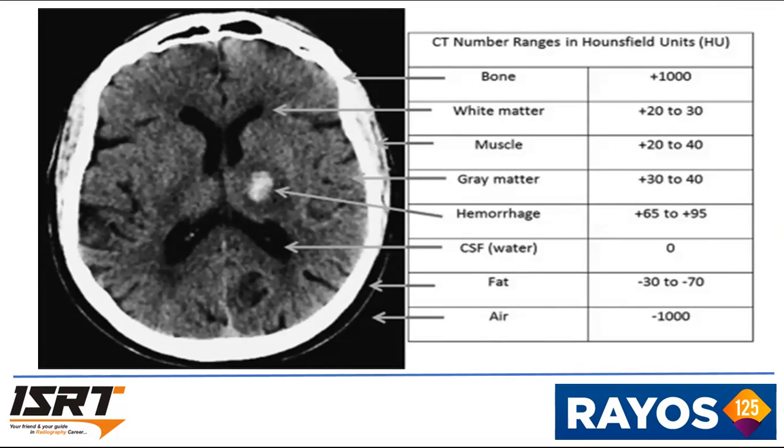In the case of brain, we have the bone, white matter, muscle, gray matter, hemorrhage, CSF, fat, and air, the mostly occurring tissues. Bone is near plus 1000, and white matter is 20 to 30. Muscle comes around plus 20 to 40. Gray matter comes around 30 to 40. Hemorrhage, fresh bleed, is around 65 to 95. It's very important to remember the range of hemorrhage densities and CSF or water, which is around 0. Fat, the range shown here, is minus 30 to minus 70. Air is something around minus 1000.